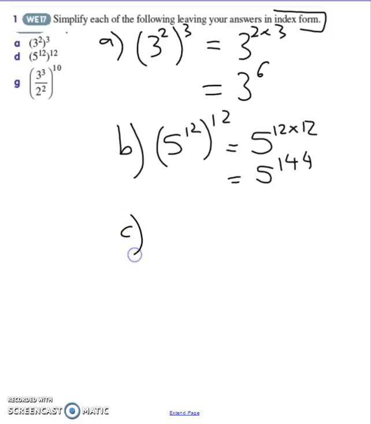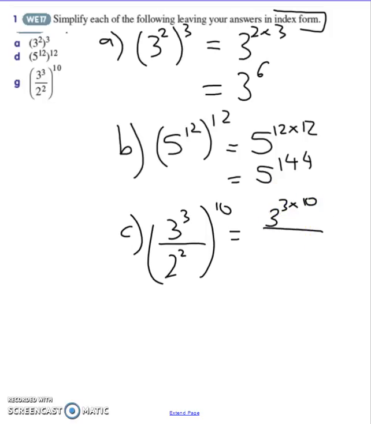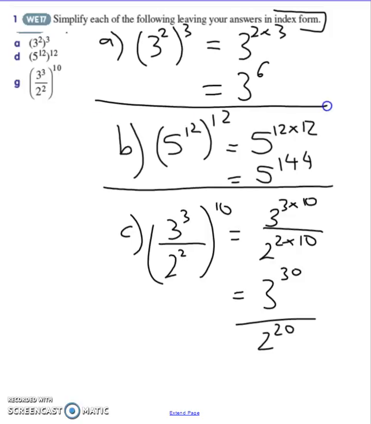And the final one, C, 3 to the power of 3 over 2 to the power of 2 in brackets to the power of 10 becomes 3 to the power of 3 times 10 over 2 to the power of 2 times 10. We all know that 3 times 10 is 30 and 2 times 10 is 20. So that's your final answer for those ones. So we'll just separate them so you can see them. So the thing that we're remembering is that the indice outside we're multiplying by the indice on the inside.